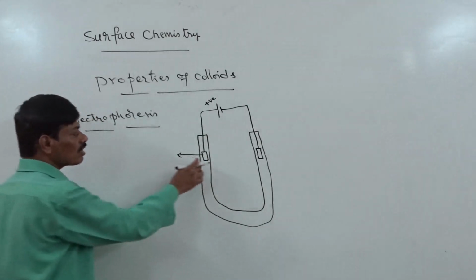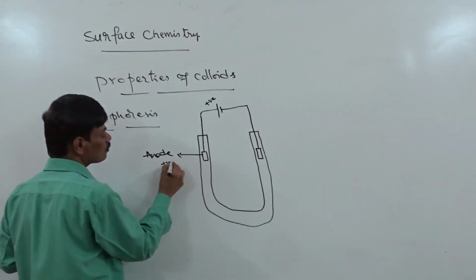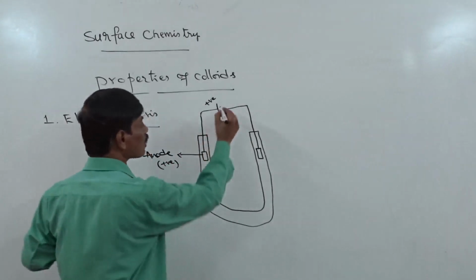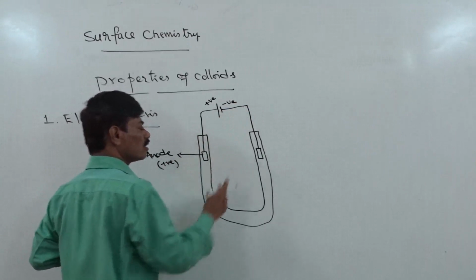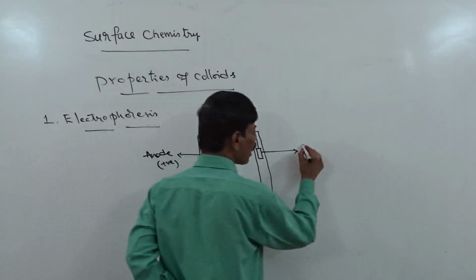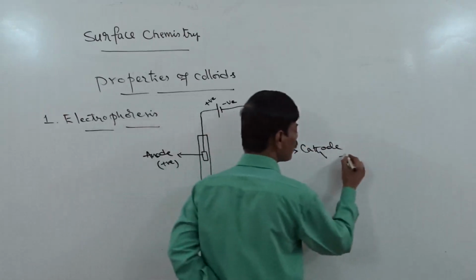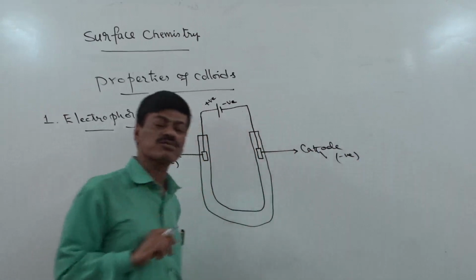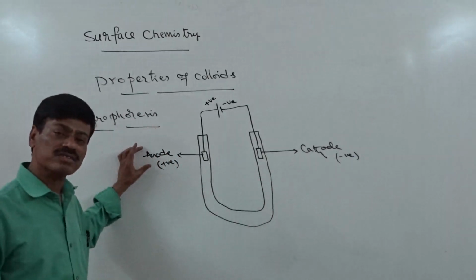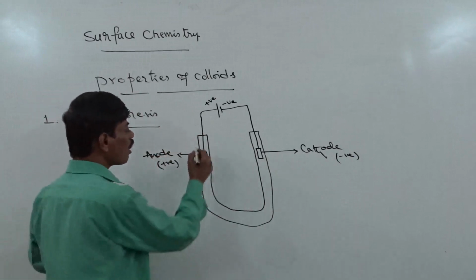Positively charged electrode is called anode. So this has positive charge. And this electrode is connected to the negative terminal of the battery. So this electrode will have negative charge. So it is called cathode. So here cathode has negative charge. Remember, cation will have positive charge always. Cathode, negative charge. Anion always possesses negative charge. Anode, positive charge.